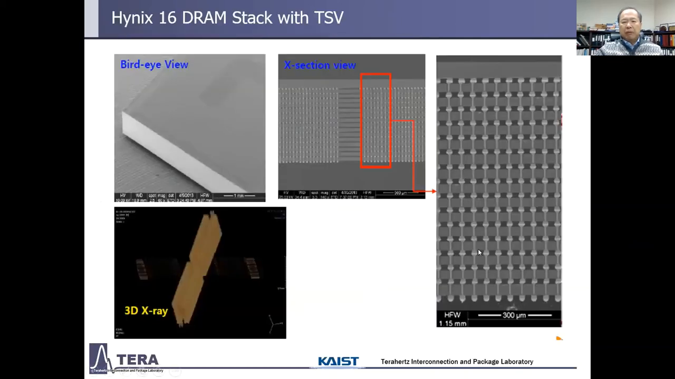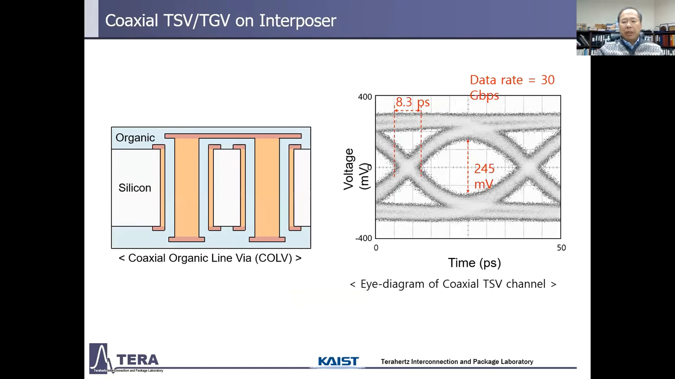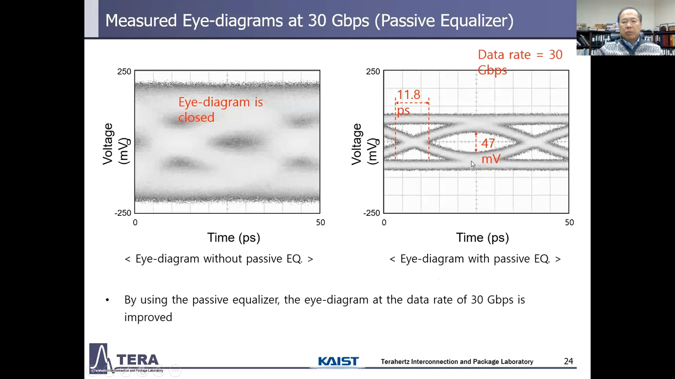And this is the picture of a Hynix 16 DRAM stack with TSV. And I think in the future, maybe they will achieve more than 100 stacks on top of each other. As I mentioned before, in those cases, we will have some problems associated with power consumption and thermal control. Our laboratory was able to demonstrate more than 30 gigabits per second signal transmission through the through silicon via. As you see, this is the actual measured data rate. And also we were able to transmit data between the memory and DRAM at more than 30 gigabits per second.